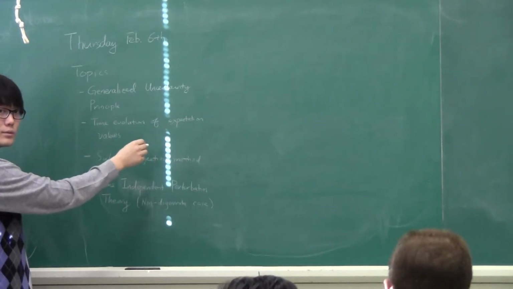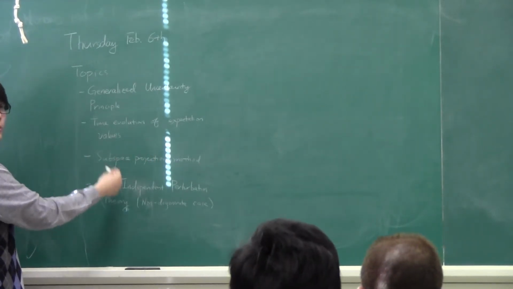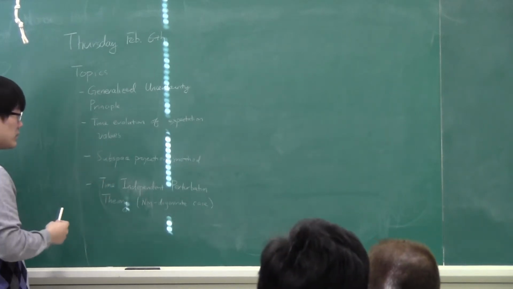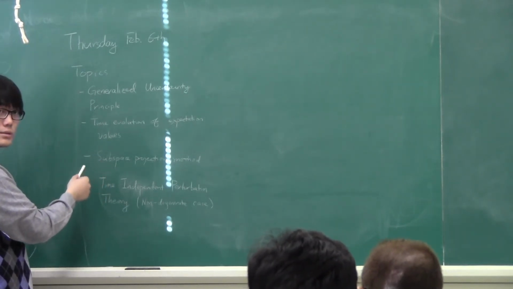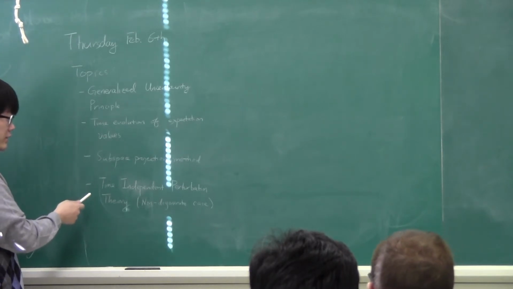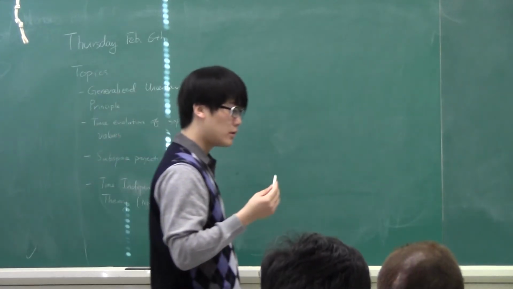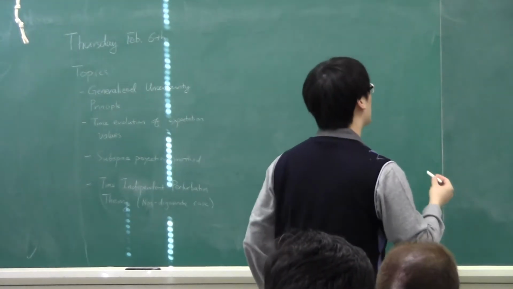And this will conclude chapter 5, and then we move on to the beginning parts of chapter 6, which is perturbation theory, approximation methods. And the first one is the subspace projection method. And then if we have time, we'll talk about the time-independent perturbation theory. Okay, so we'll get started with the generalized uncertainty principle.